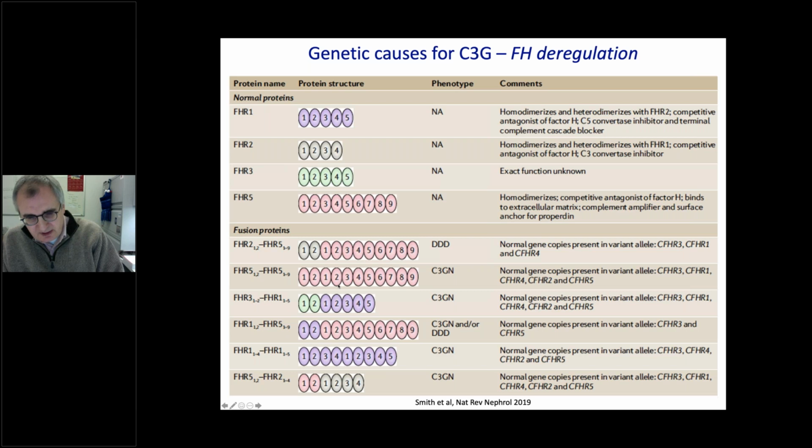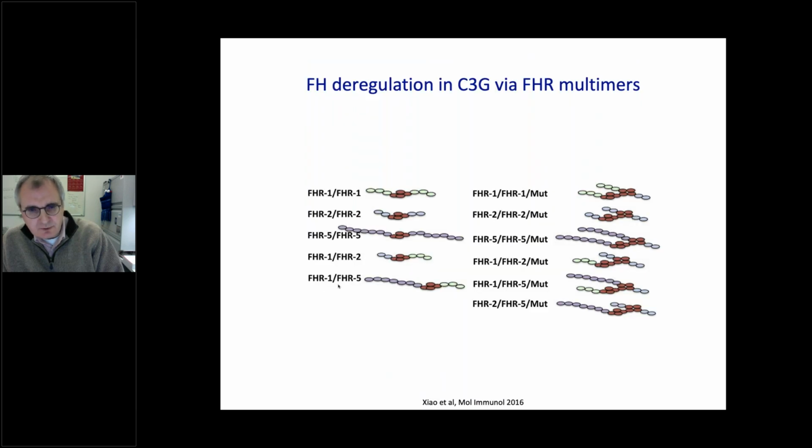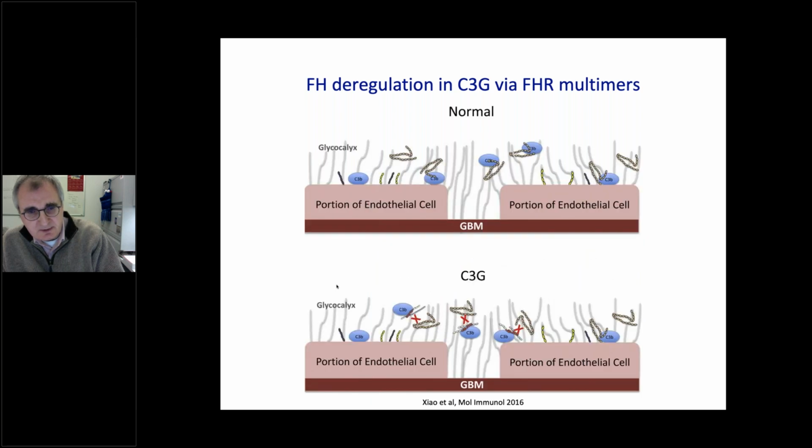And the problem with those fusion proteins is that they, again, do form dimers, but they form not only dimers, they also form heteromers and multimers, and those complexes are now way more avid to compete with factor H than the physiological homo and heterodimers. And this is shown here.